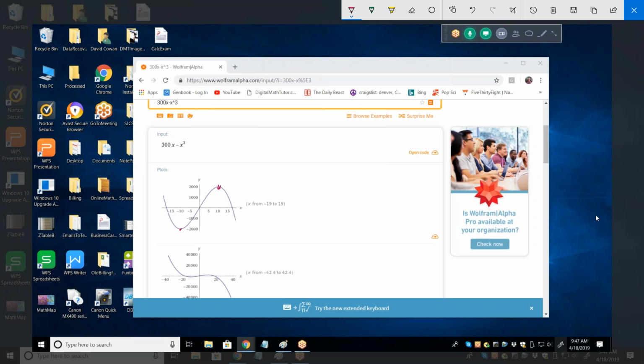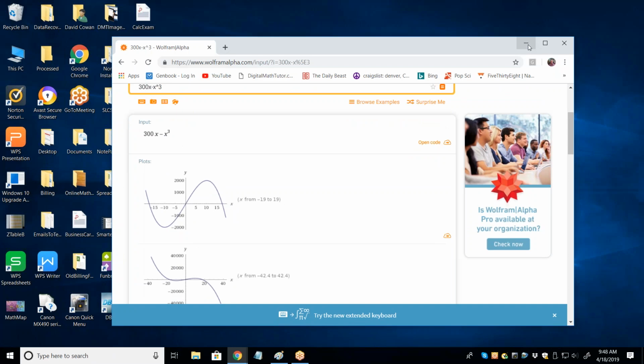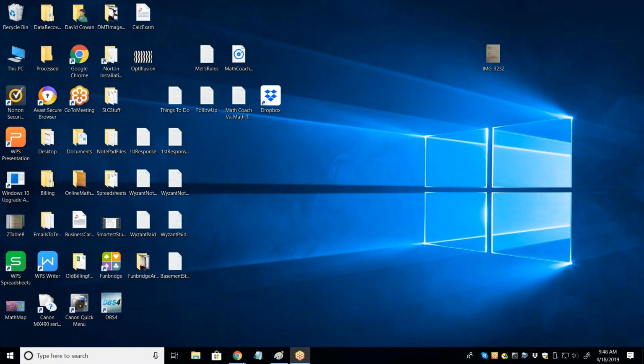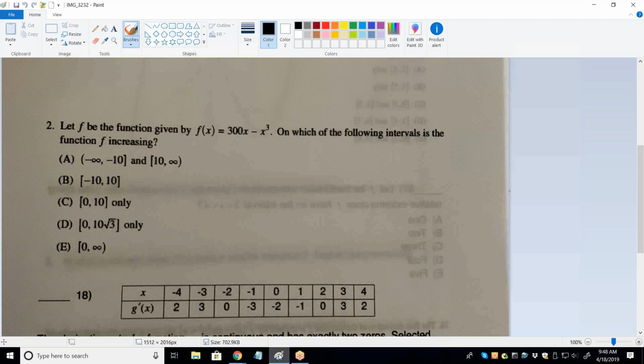So I don't think it's proper to say that it's increasing from -10 to 10 inclusive, but with parentheses, it is. Okay. I don't think you can use the bracket. I'm not 1,000% sure, but I'm pretty sure. Yeah, I think that's a typo.